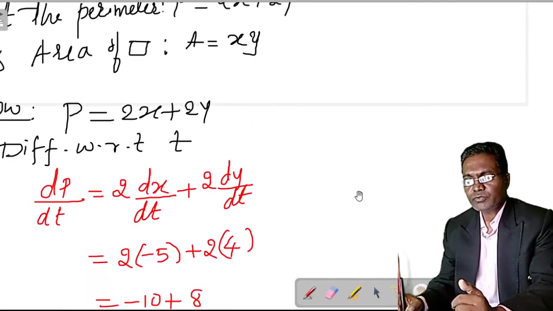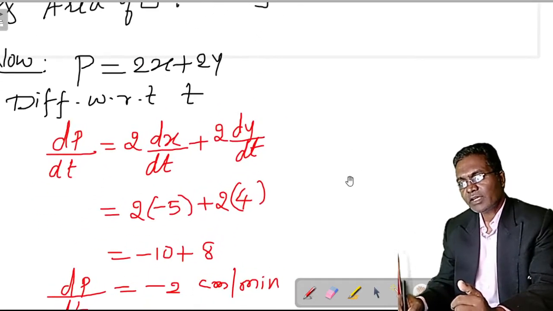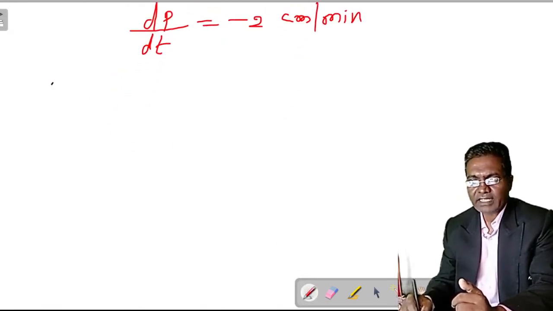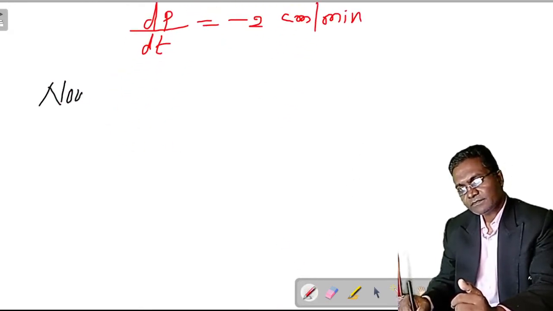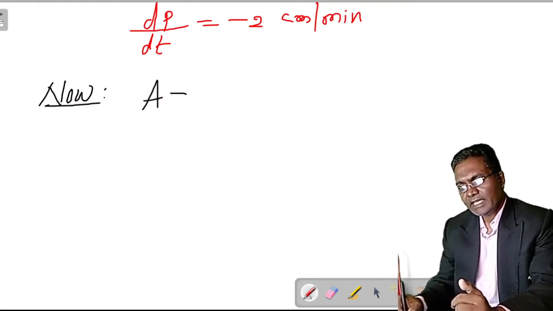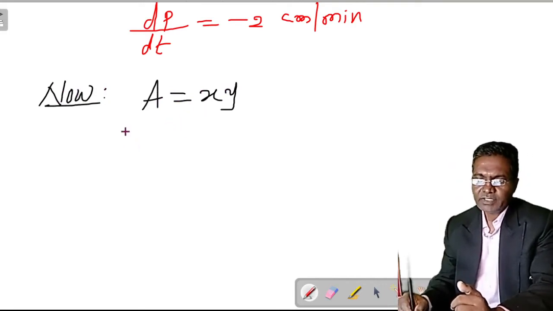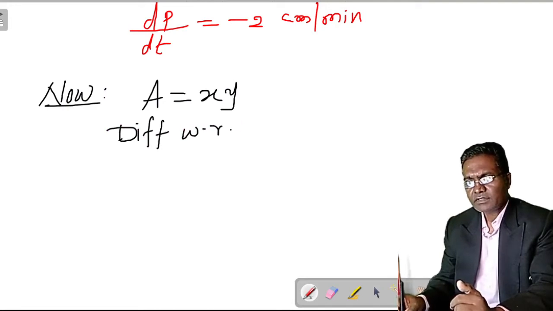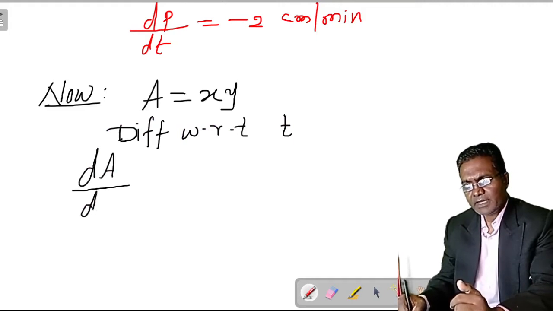Similarly, you are supposed to find the rate of change of the area of the rectangle. Now see here, area A is equal to x into y, length into breadth. So differentiate with respect to t. So dA by dt equals, now we need to apply the product rule.